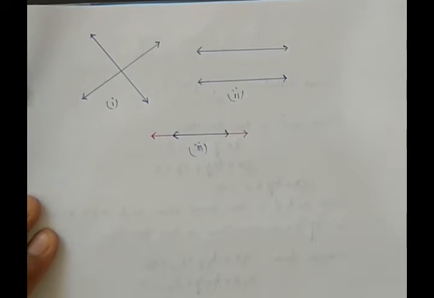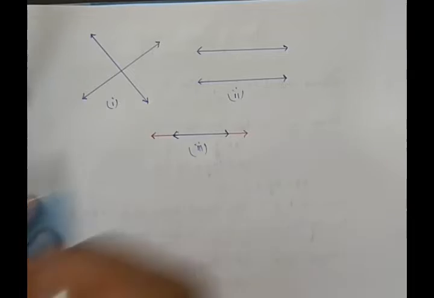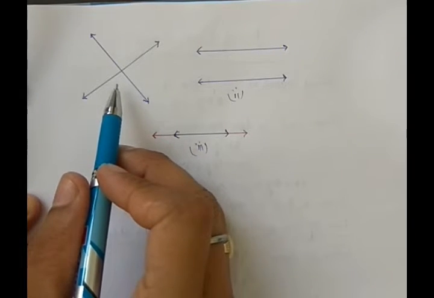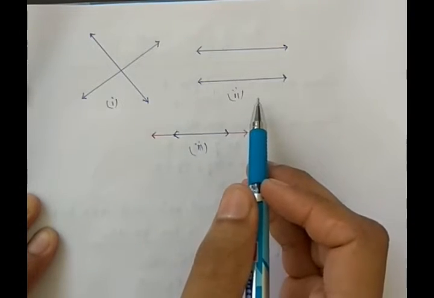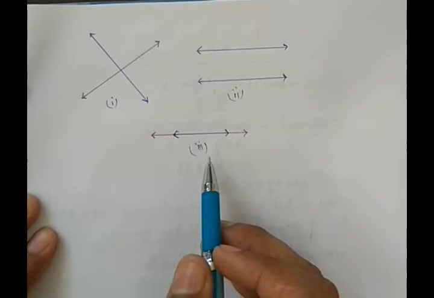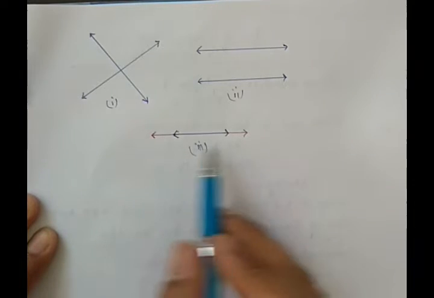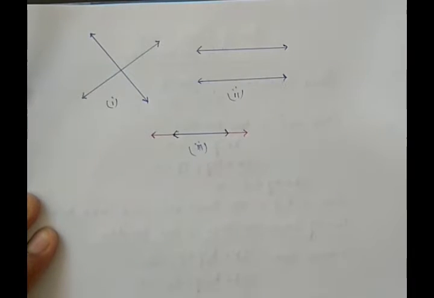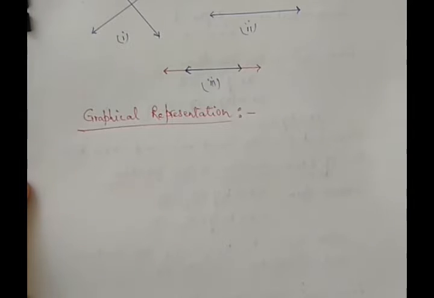Now we will represent all the three possibilities graphically. First one is they are intersecting at a point. Second one is they are not intersecting, it means they are parallel. And the third possibility, they are coinciding, it means they are overlapping with each other. Now we will try to learn how to represent a pair of linear equations in two variables graphically. For that we will take one example.